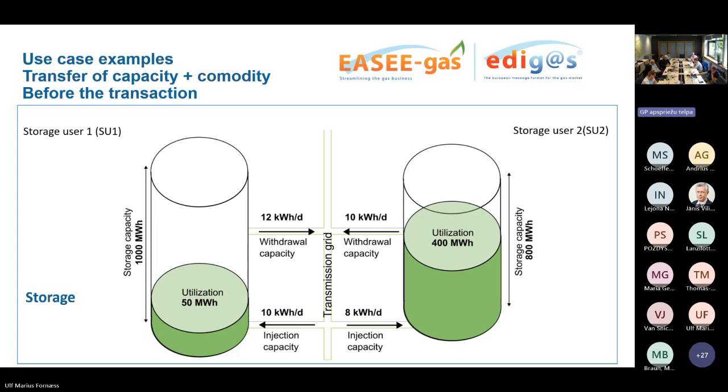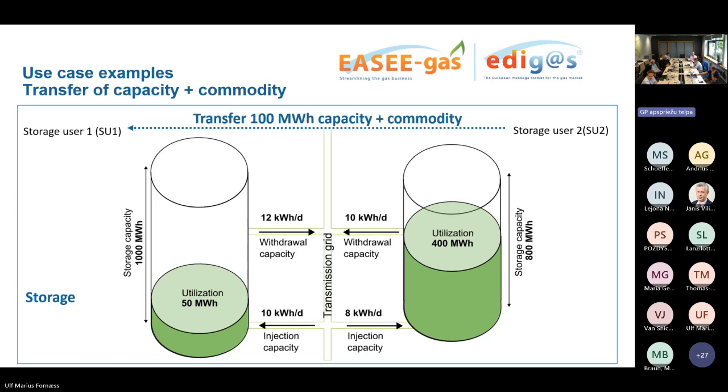So the situation before the transaction is the same as in the first example. And if you can move to the next slide, we will have a requirement or intention from storage user 2 to transfer, this time, 100 megawatt hours of capacity and commodity during the same transaction. And as I said, technically the flow of the process is the same. So we receive once again two requests from both storage user 1 and storage user 2.